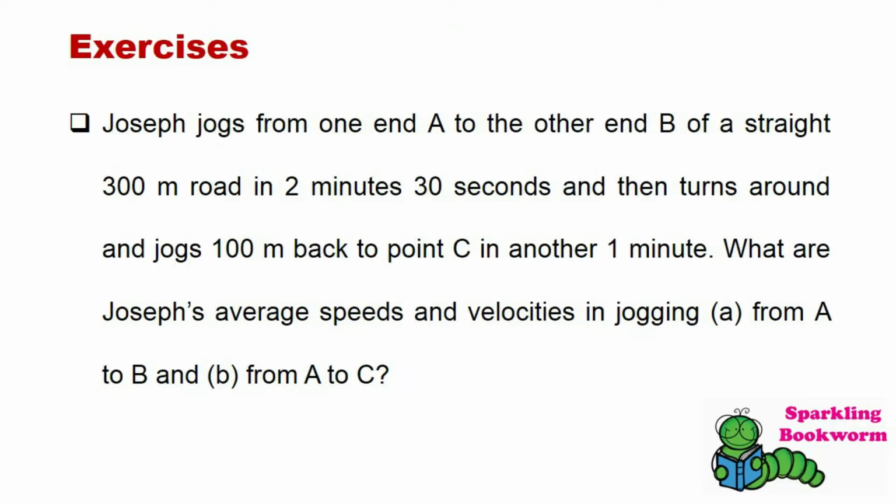Exercises. Joseph jogs from one end A to the other end B of a straight 300 meters road in 2 minutes 30 seconds and then turns around and jogs 100 meters back to point C in another 1 minute. What are Joseph's average speeds and velocities in jogging, A, from A to B and, B, from A to C?